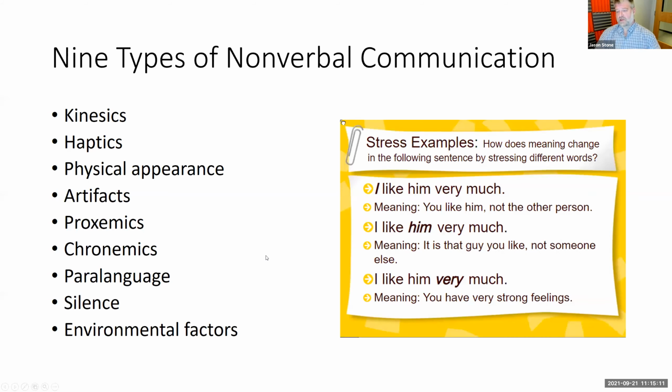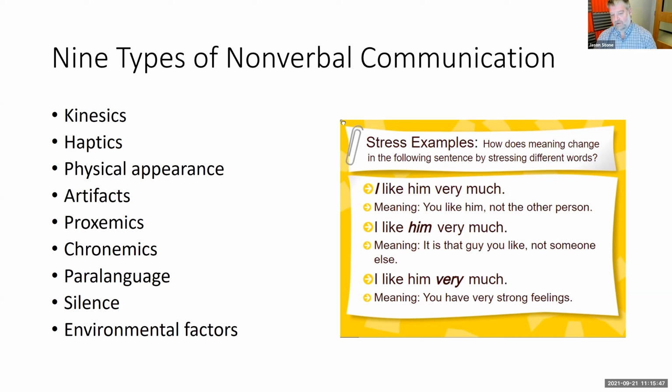Next, you have paralanguage, and we'll just look at this example. It's the same sentence, I like him very much, but it means different things by stressing different words in the sentence. I like him very much. I like him very much. I like him very much. So it means completely different things depending on which of those words you put the emphasis on, right?